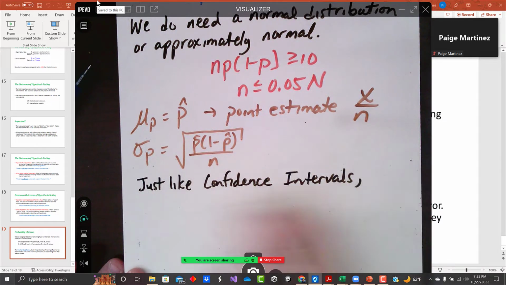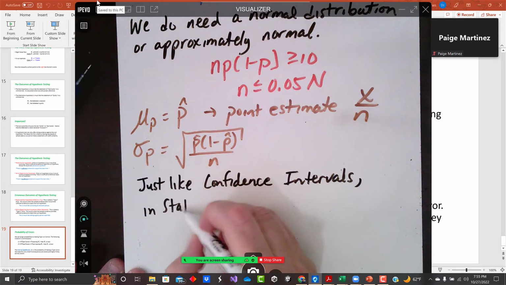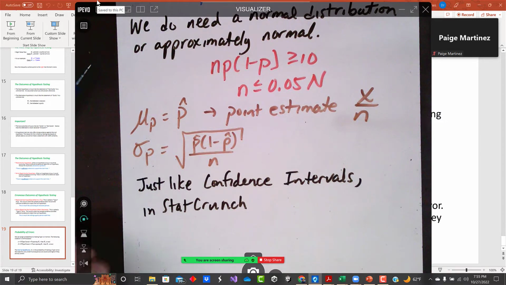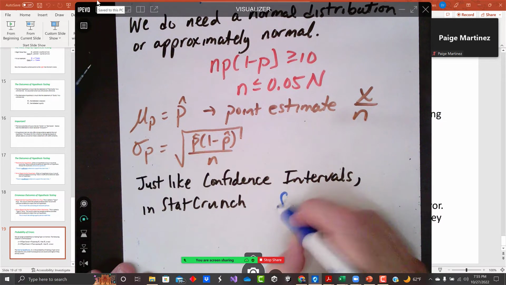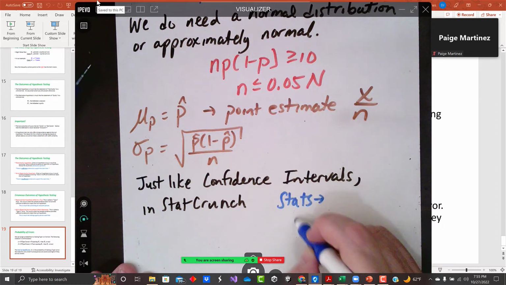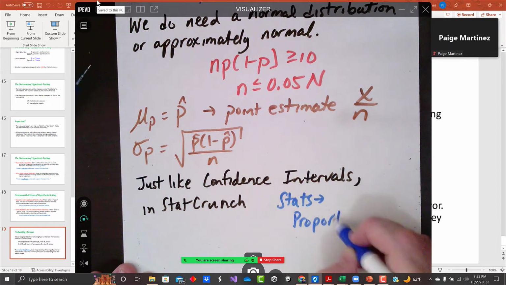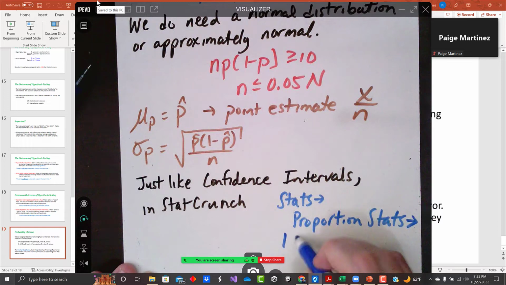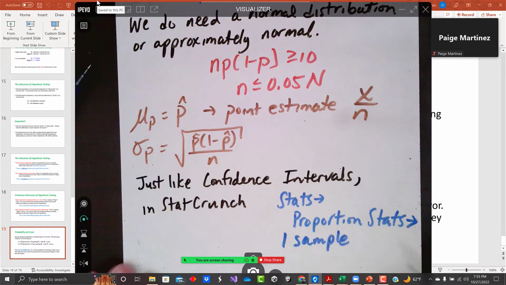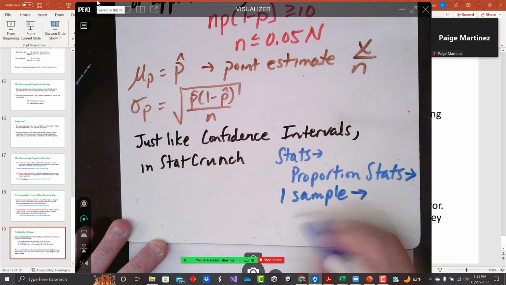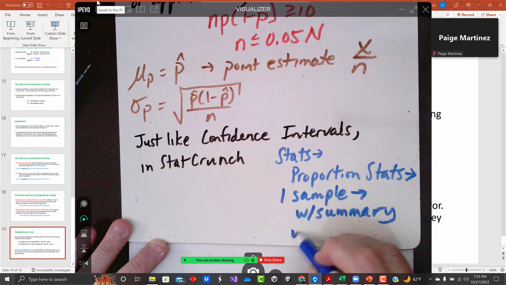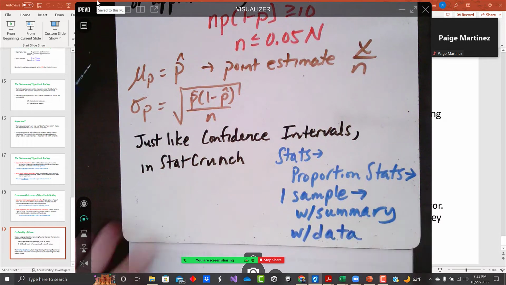In StatCrunch, stats, proportion stats, one sample, and then either with summary or with data, depending on if you have the full data set or if you just have the summary.